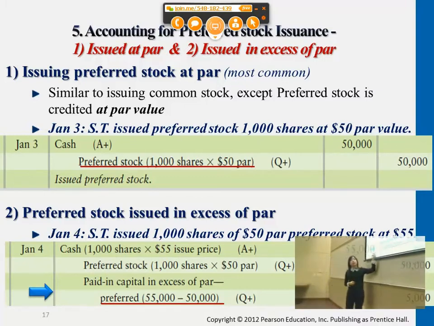The second case here, if the market price later on goes above the original face value, let's say it's $55, then the difference for each and every share of $5 times the number of shares will give you the paid-in capital in excess of par, preferred. Okay, so we usually have two accounts for these premiums. One holds the premium for common stock, one holds the premium for preferred stock. We would separate these two under the balance sheet.